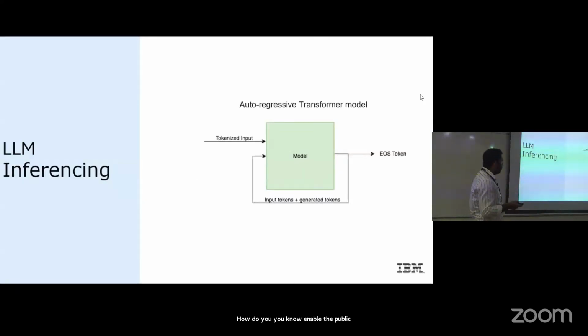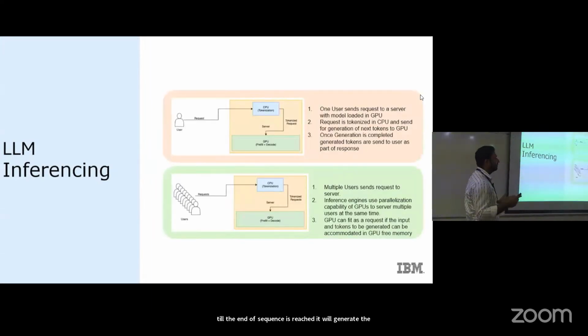So LLM inferencing is an autoregressive transformer model where you send it a request. The CPU tokenizes the request, and you generate token by token. Whatever output you generated, you feed it to the model again, and until the end of sequence is reached, it will generate the tokens for you. So this is a simple thing.